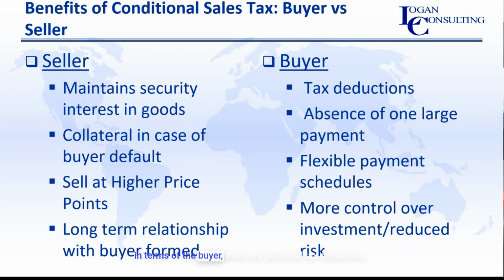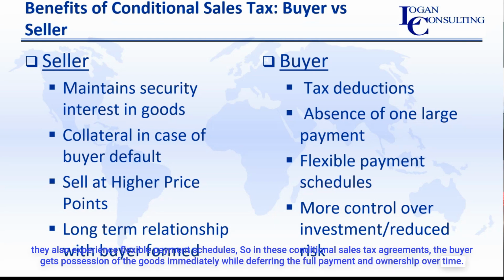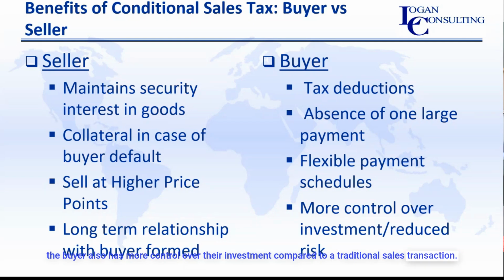In terms of the buyer, there are potential tax deductions, and there's also the absence of an initial large payment to receive goods or services. They also experience flexible payment schedules. So in these conditional sales tax agreements, the buyer gets possession of the goods immediately while deferring the full payment and ownership over time. The buyer also has more control over their investment compared to a traditional sales transaction.